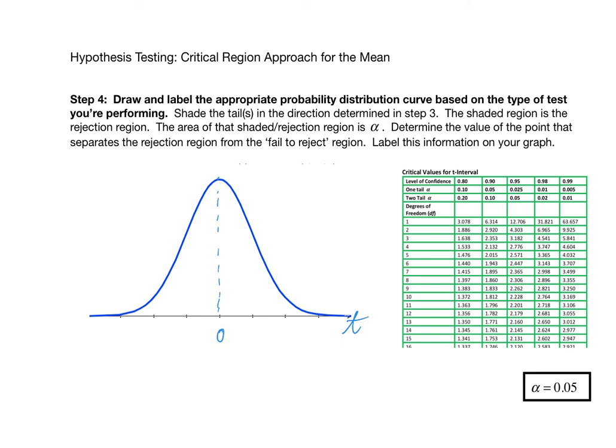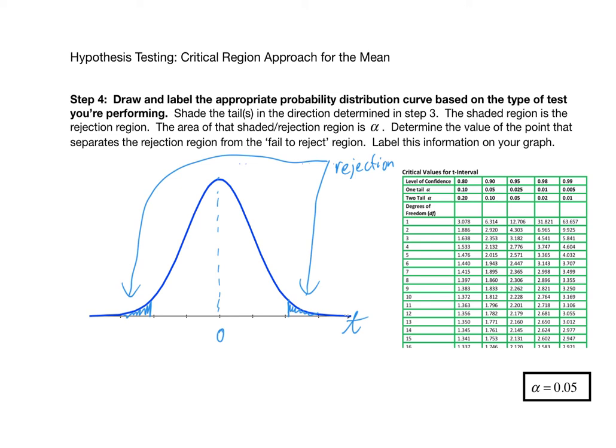Now, which tail are we shading? In step 3 on the previous screen, it said we were doing a two-tailed test. So that means we're shading in a left tail and the right tail. Remember, these two shaded regions are the rejection regions. Ultimately, if our sample statistic, which is what we compute in step 5, falls out there, then that's too extreme and we want to reject the null hypothesis. But let's back up a second. We're not quite there. Let's finish labeling this graph.